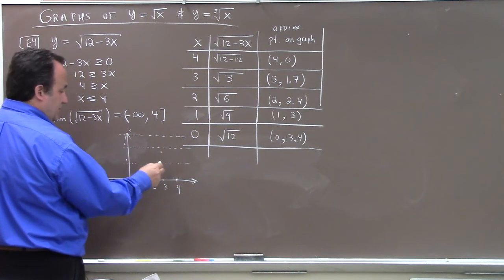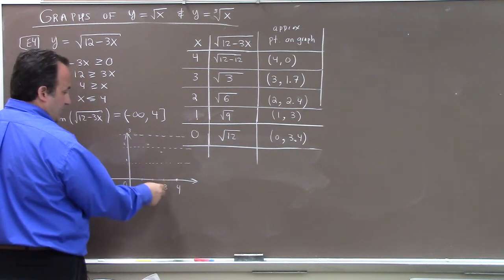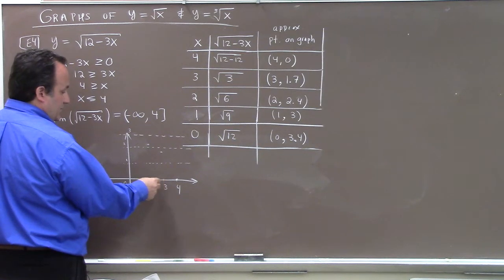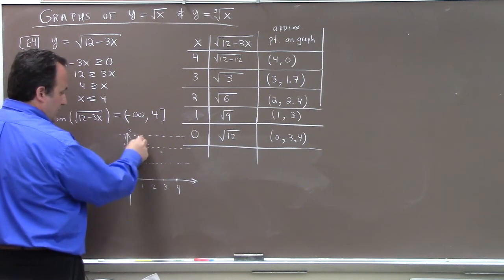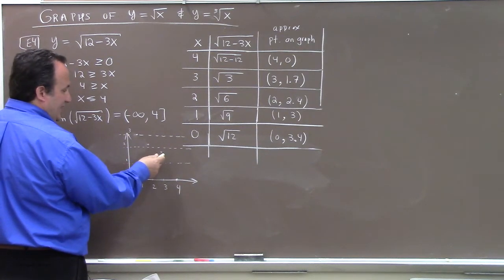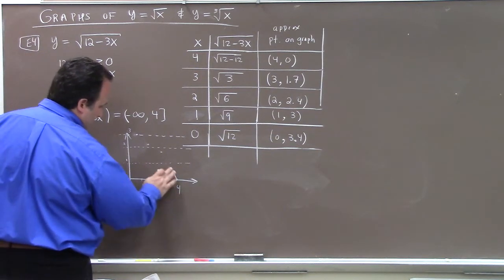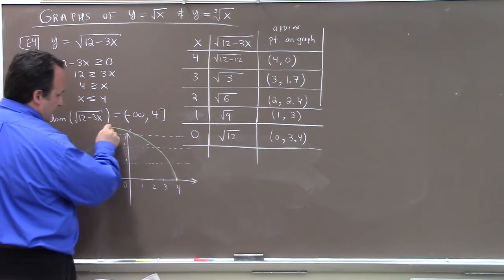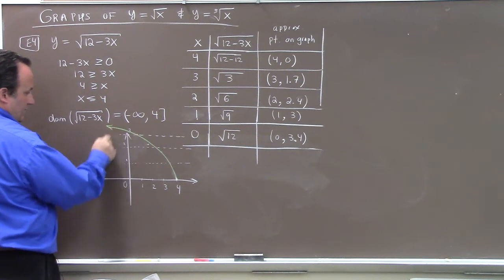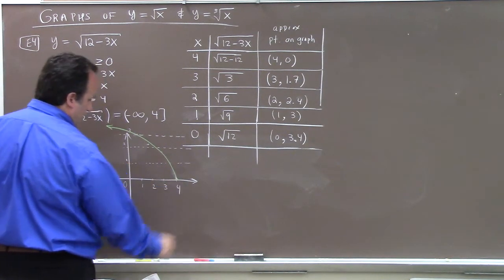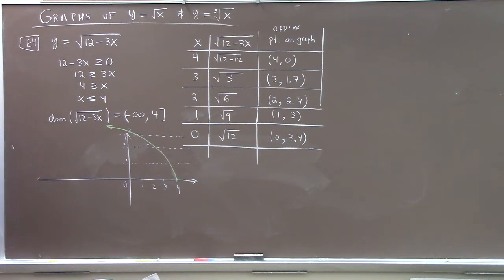And then at 2, it's 2.4. And at 1, it's 3. Oh well, I tried. At 0, it's 3.4. Anyway, so it's something like, roughly speaking, something like this, right? So you didn't have to do the 1 and 0. Yeah, I mean, if you get a few points in here.